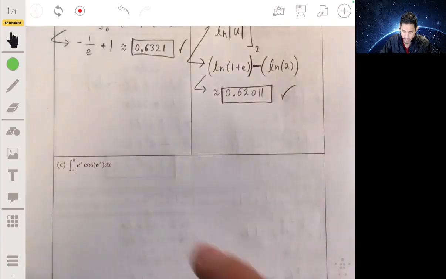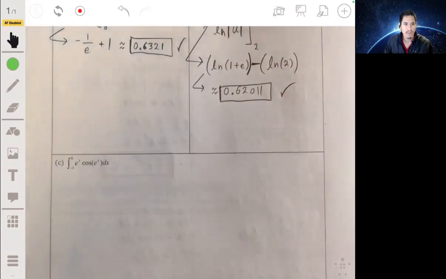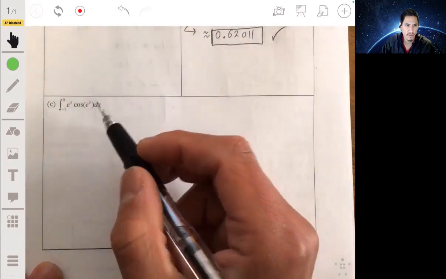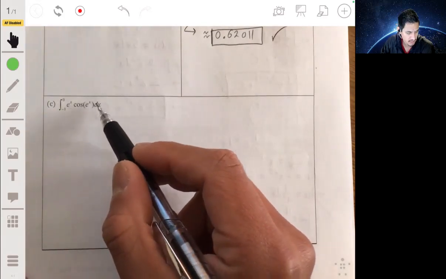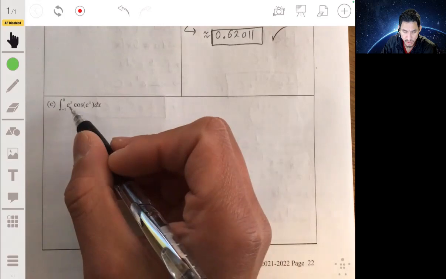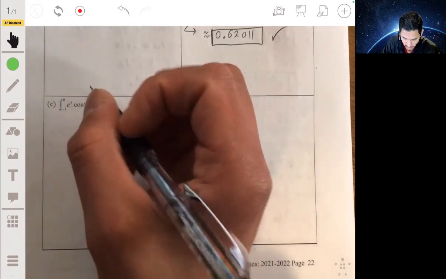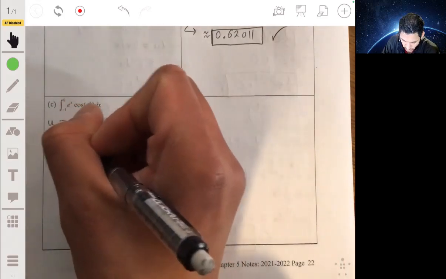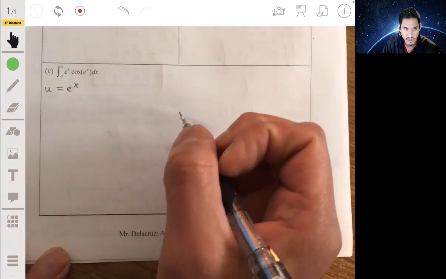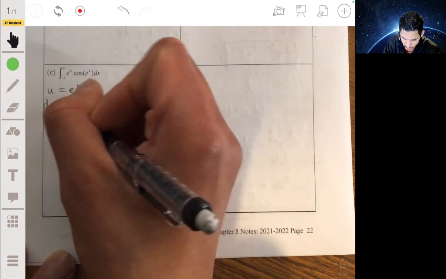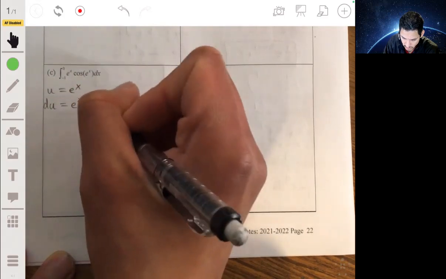And let's go through one more. So here we have the integral from -1 to 0 of e to the x times the cosine of e to the x. So we're going to make u equal to e to the x, and du will just be e to the x dx.